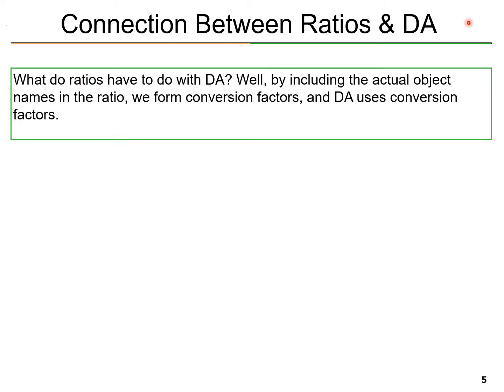Okay, let's look at the connection between ratios and dimensional analysis. So we want to know, what do ratios have to do with dimensional analysis? Well, by including the actual object names in the ratio, we form conversion factors. And dimensional analysis surely uses conversion factors.